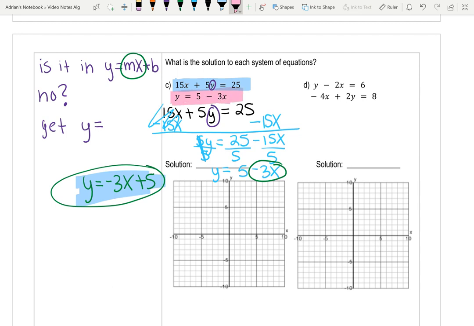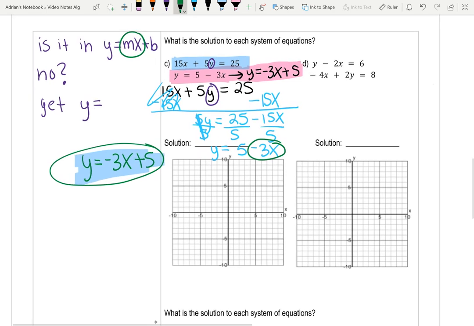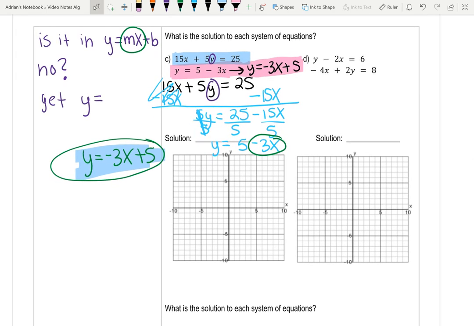But if you notice in that one, my slope is still coming second. So I'm going to go ahead and rewrite that just for clarity. Y equals negative 3x plus 5. Now you might have noticed these are the exact same equation. If you have the exact same equation, when you graph them, it's going to be the exact same line. So our answer is going to technically be infinite, but I still need to show that.